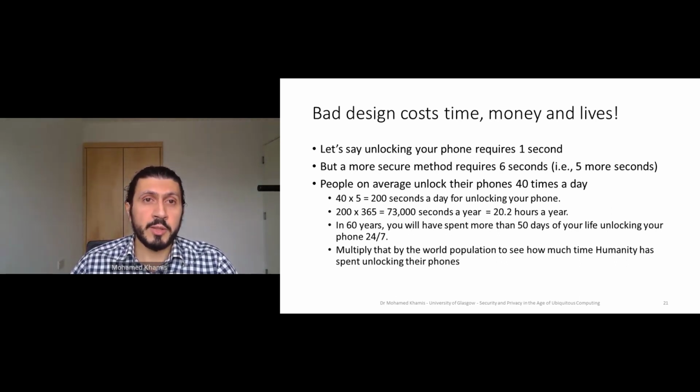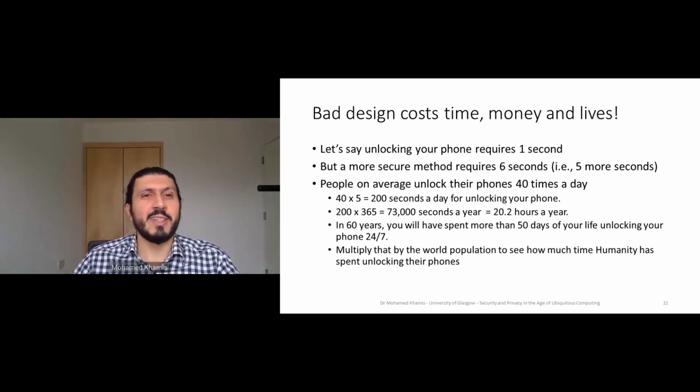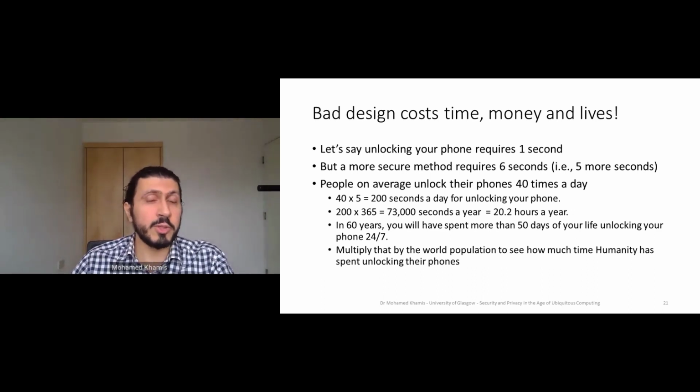If you multiply this by the number of days in the year, you end up with 20 hours a year. And this means that in 60 years, you will have spent more than 50 days of your life unlocking your phone 24/7. So you can see how a small change like that could accumulate. And you multiply this by the world population, or the number of people using phones, to see how much time humanity has lost unlocking their phones. So reducing the authentication time, the time it takes you to log into your phone, might sound trivial if you reduce a few seconds, but it actually is important.